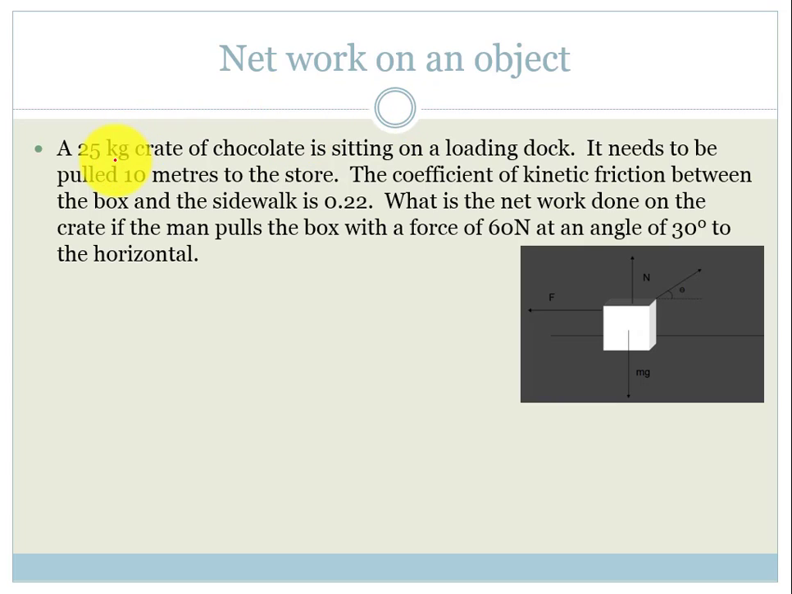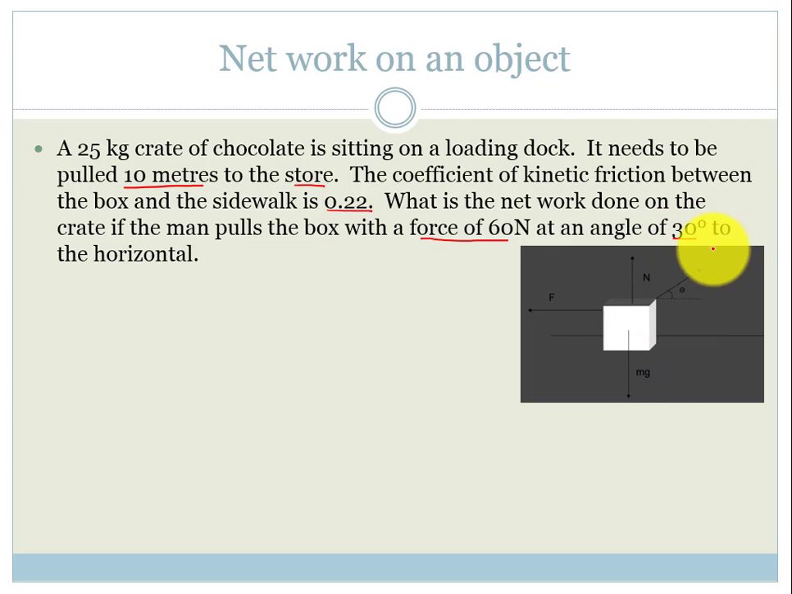Let's look at this example. It says a 25 kilogram crate of chocolate is sitting on a loading dock. It needs to be pulled 10 meters to the store. The coefficient of kinetic friction between the box and the sidewalk is 0.22. And it says, what is the net work done on the crate if the man pulls the box with a force of 60 newtons at an angle of 30 degrees to the horizontal?